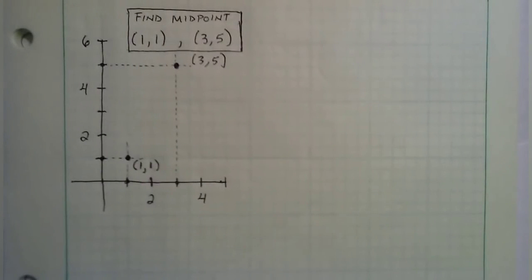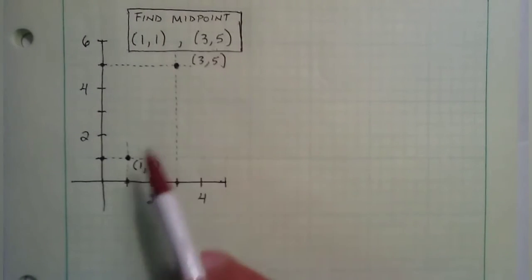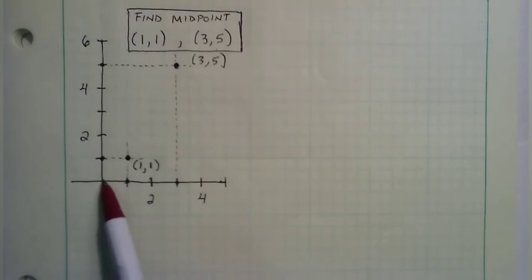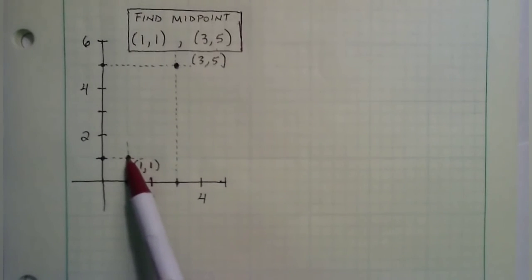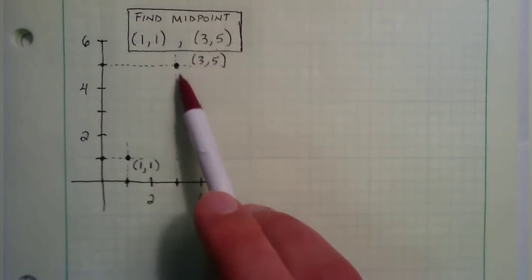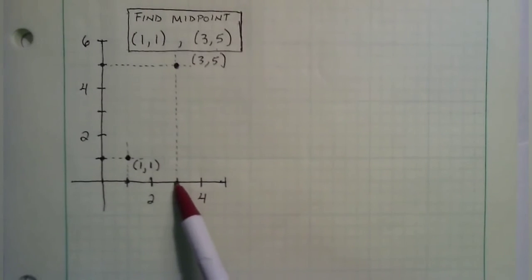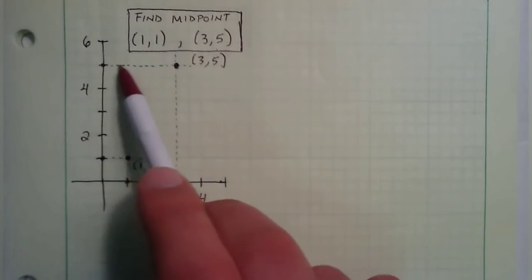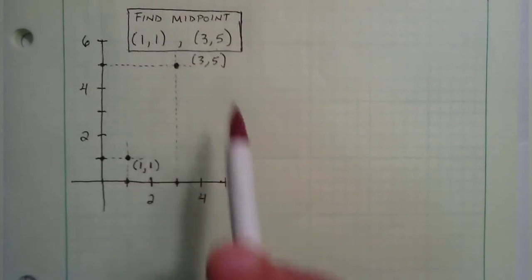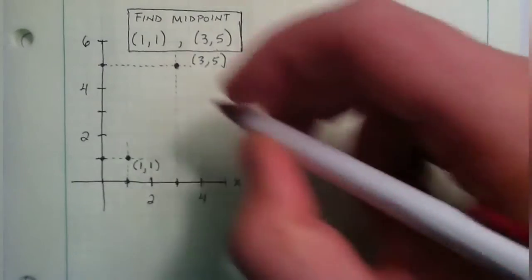Midpoint between the points 1, 1 and 3, 5. I already went ahead and plotted both of these points. As you can see, this has an x component of 1, a y component of 1, so where those two projections cross is the point 1, 1. This one has an x component of 3, so you go over 1, 2, 3 on the x-axis, and you go up 5 on the y-axis, 1, 2, 3, 4, 5, and where these two projections cross gives you the point 3, 5. And let me just go ahead and label this x and y so it's clear.